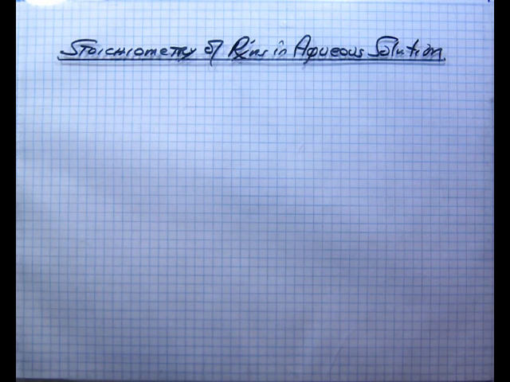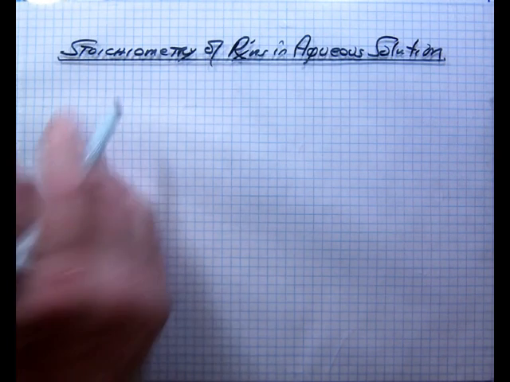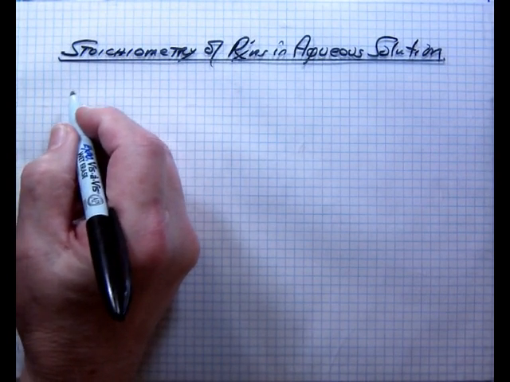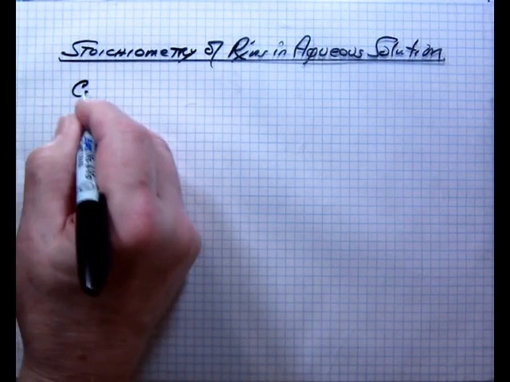Okay, this topic is stoichiometry of reactions in aqueous solution. It's working problems like this. You still work toward the mole concept, but it requires that you understand how to take solution data and convert it to moles based on the data that's given. The first thing you need to understand in here is the concentration term.